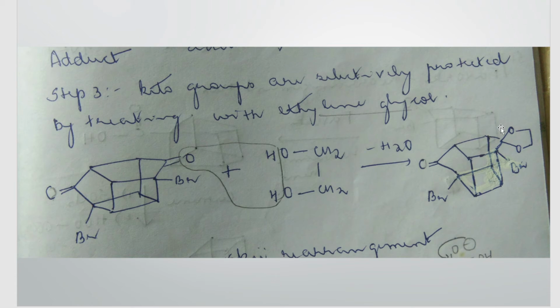That is what a protecting group will do. So only this ketone group, which is not protected at all, will undergo the reaction. Once that reaction is done, you can deprotect this group and bring it back to the keto form. That's the work of a protecting group.